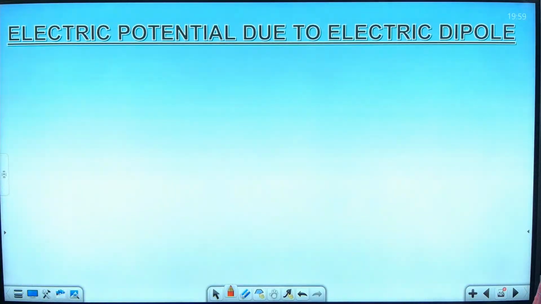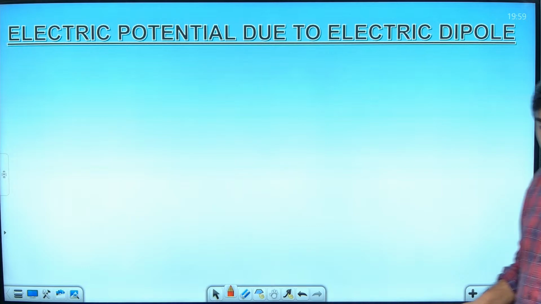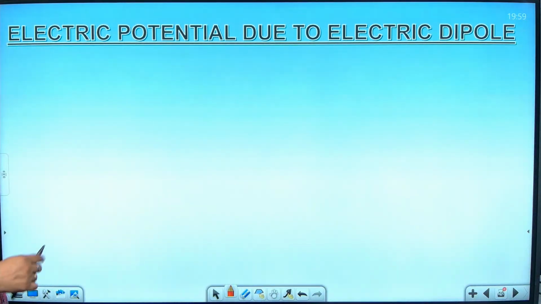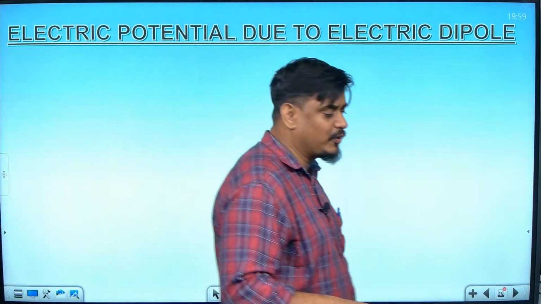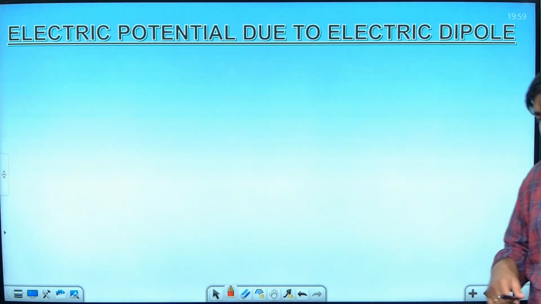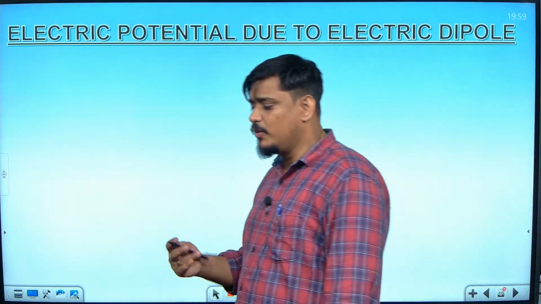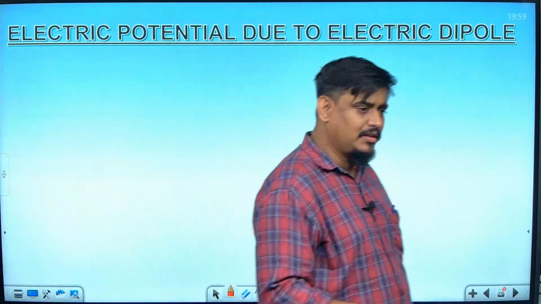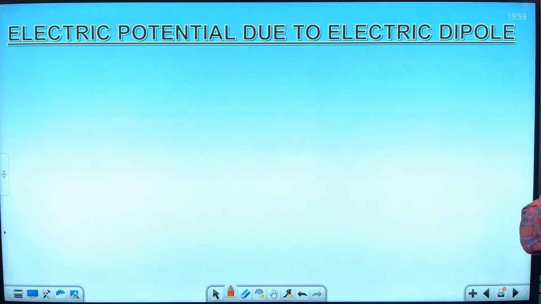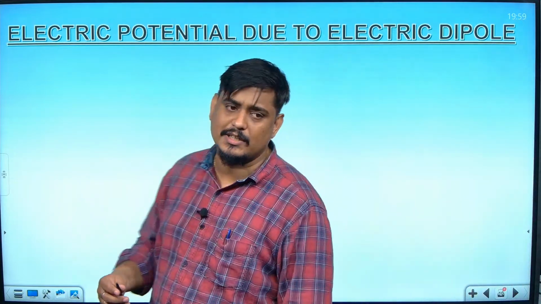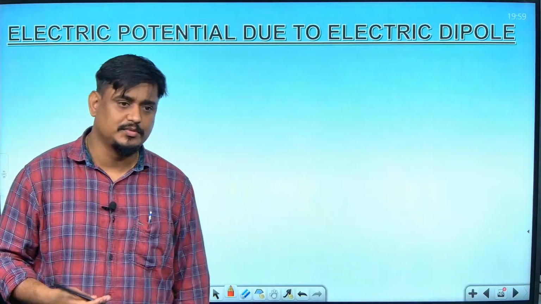I think next topic will be electric potential due to electric dipole. So in the previous class we learnt about electric field due to electric dipole, where I told you electric field due to electric dipole at an axial point is equal to K into P into 2R divided by R square minus D square the whole square, and electric field due to electric dipole at an equatorial point will be K into P by R square plus D square power 3 by 2.